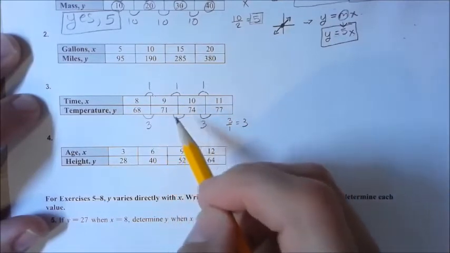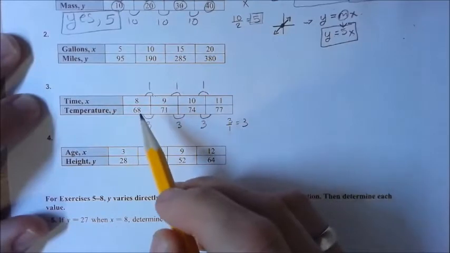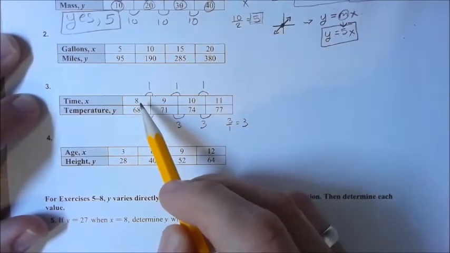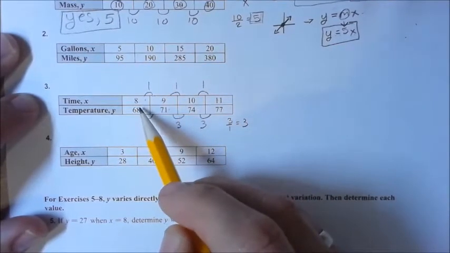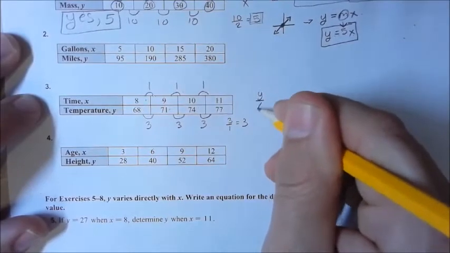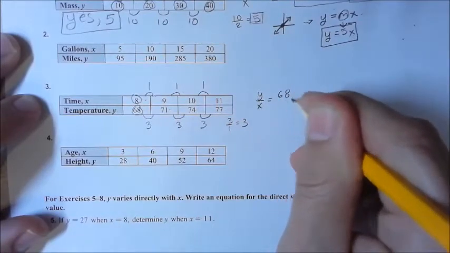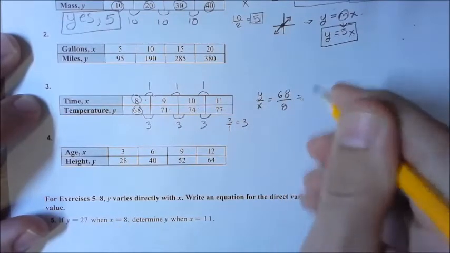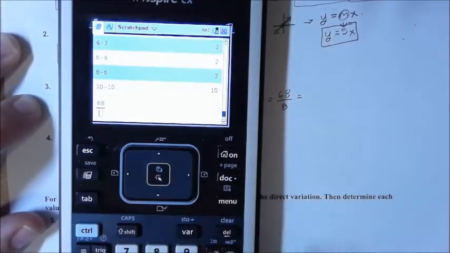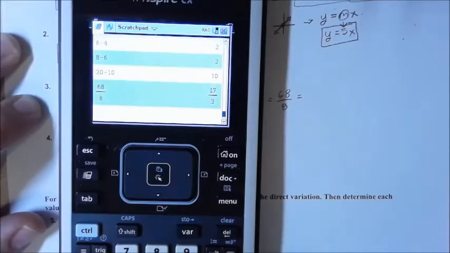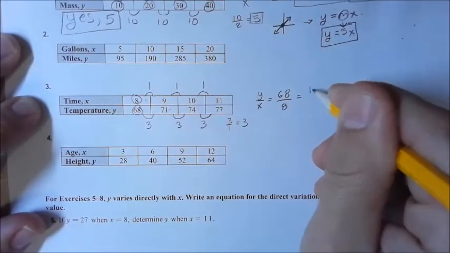What I want to know now is, is this direct variation? Is it proportional? And remember, if we want to check and see if it's proportional, we need to set up a ratio of y over x and check each one of these points, and they should have the same value. So let's do the first one. Let's say y over x, and we'll do 68 over 8. If I put that into my calculator, 68 over 8, enter, it gave me 17 over 2. Okay, so it gave me a fraction.